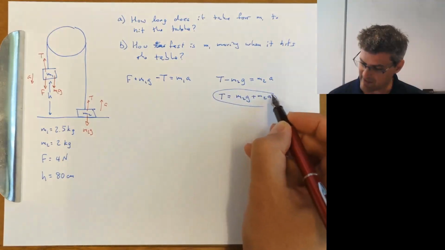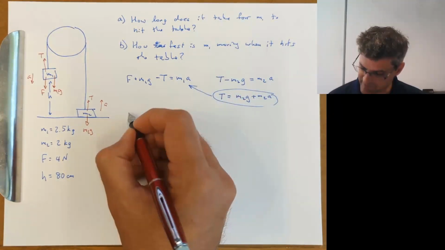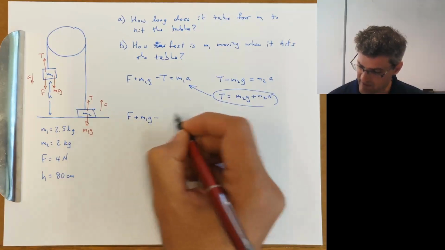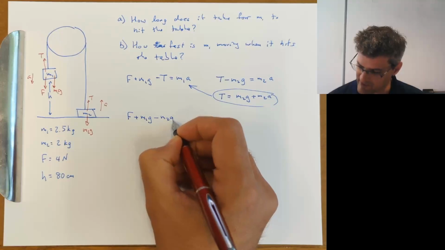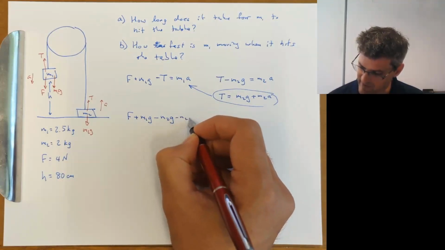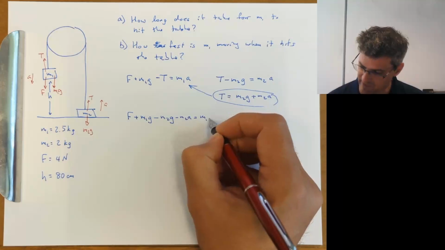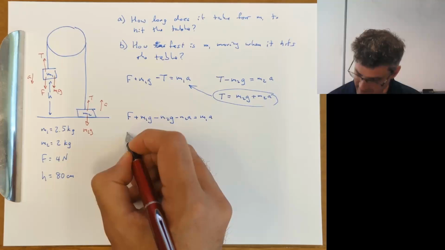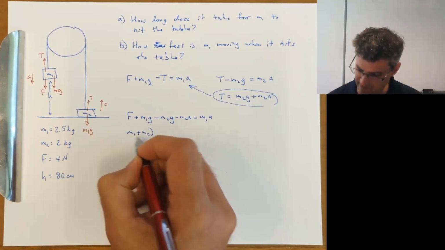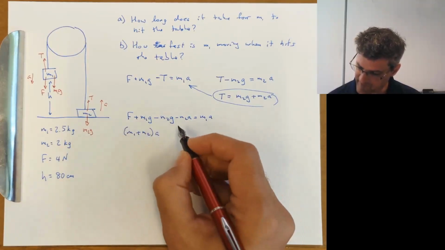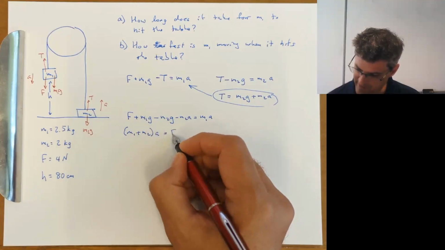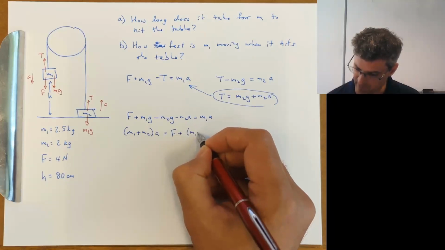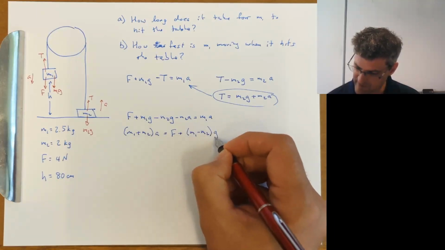I can take this tension and plug it in up here, where we find that F plus M1G minus the tension, so minus M2G minus M2A, is equal to M1A. Well, let's take this thing with the A, put it on the other side. We see that (M1 plus M2)A is equal to F plus (M1 minus M2)G.